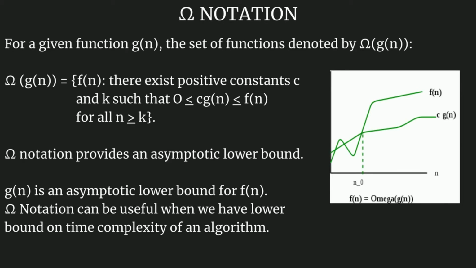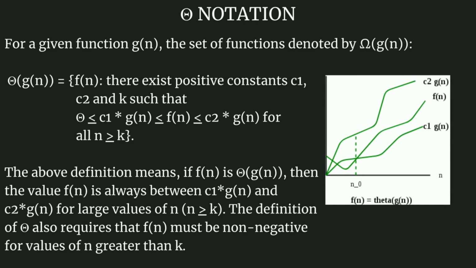g of n is an asymptotic lower bound for f of n. Omega notation can be useful when we have a lower bound on time complexity of an algorithm. So there is a very important difference between big O notation and omega notation. The big O notation is mostly associated with the worst case scenarios, and omega notation is mostly associated with best case scenarios. If we take up an example of insertion sort, we can see for the worst case scenario, the running time complexity is big O of n square, and for the best case scenario, the running time complexity is omega of n. The last notation that we will be talking about here is the theta notation.